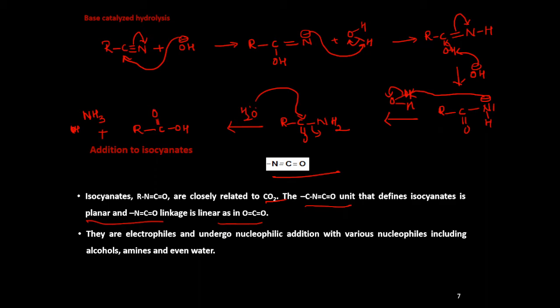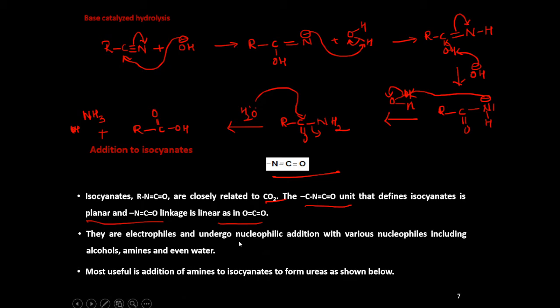They are electrophiles and undergo nucleophilic addition with various nucleophiles including alcohols, amines, and even water. Most useful is addition of amines to isocyanates to form urea. Here RN=C=O plus R dash NH2. So formation of RNHC(=O)NHR dash, formation of urea.